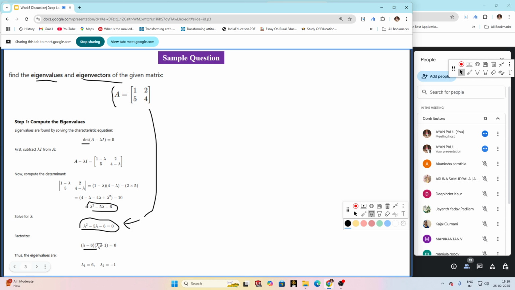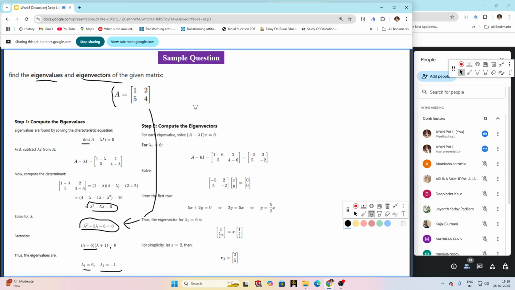So we will factorize it, and we have these two eigenvalues, that is 6 and minus 1. Okay, now we got the eigenvalues. Our second task is to calculate the eigenvectors. As there are two eigenvalues, we will have two eigenvectors. So first we will find it for lambda 1 equals 6, that is our first eigenvalue.